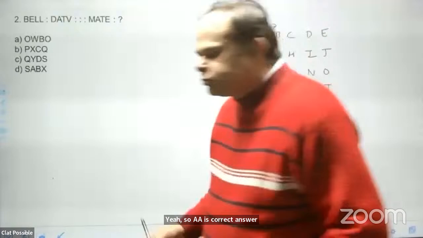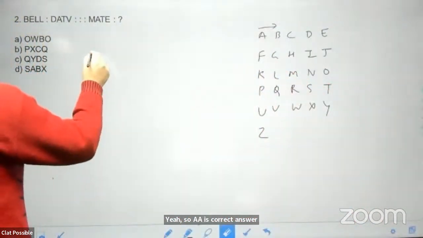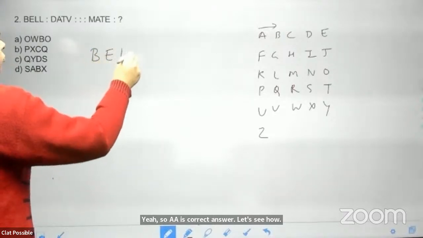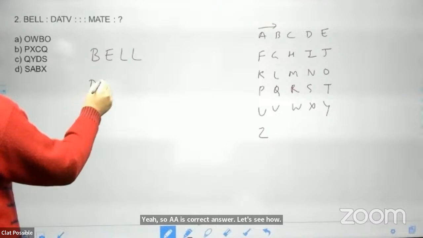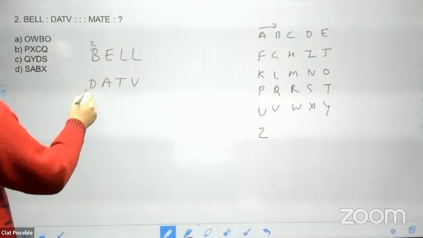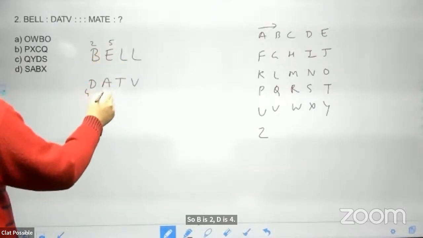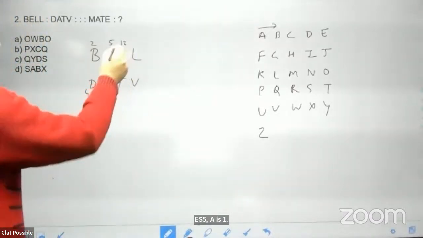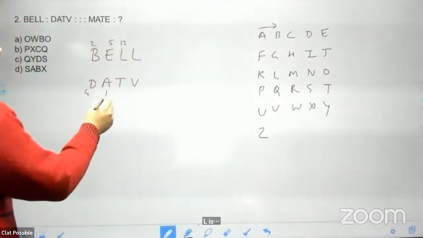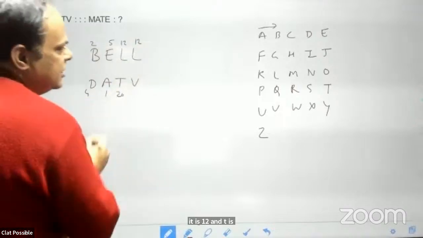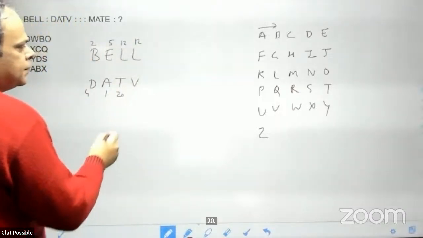Yeah, so A is the correct answer. Let's see how. B is 2, D is 4, E is 5, A is 1, L is 12, L is 12, and T is 20, L is 12, and V is 22.